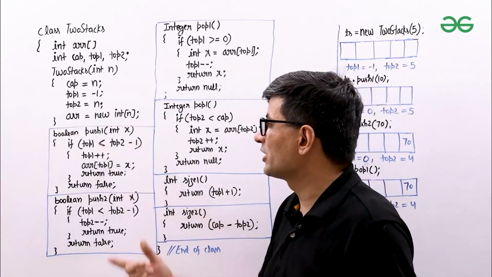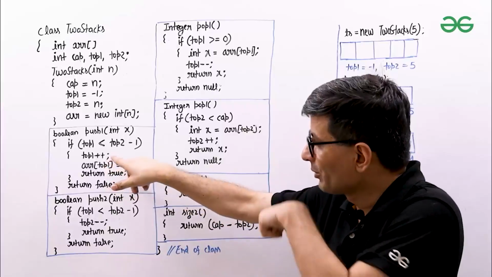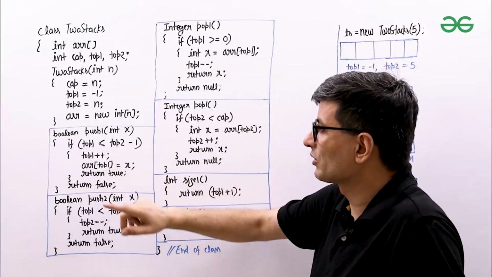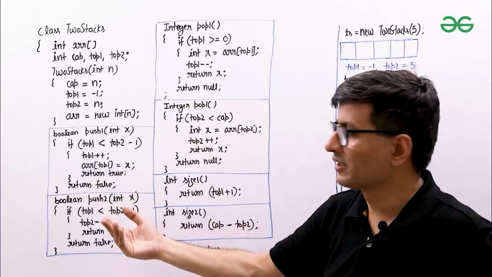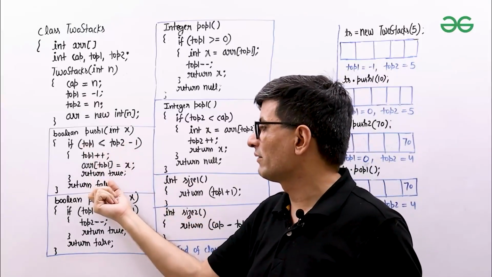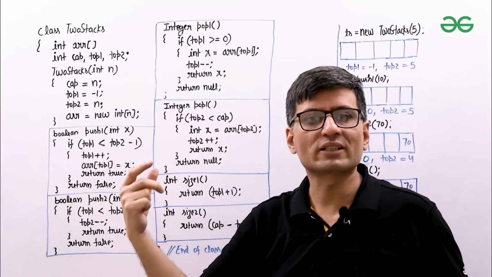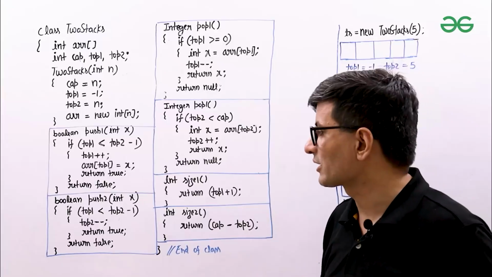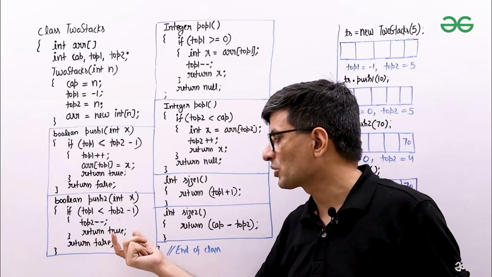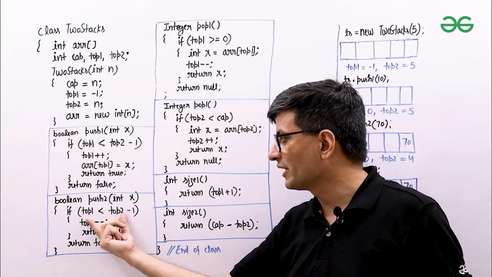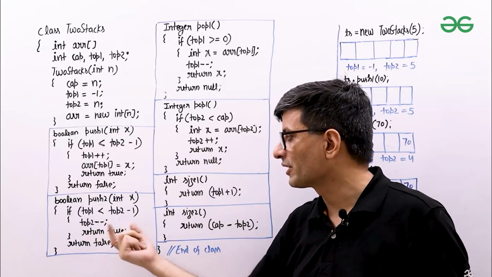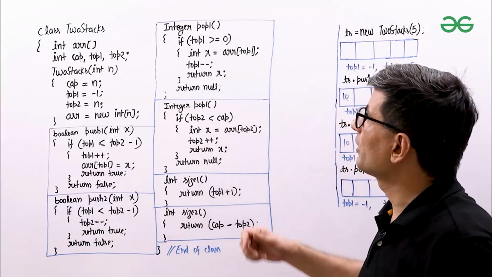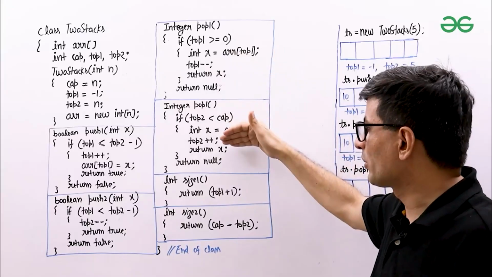We are checking for this condition and then the implementation is simple. We do top 1 plus plus, we add x at top 1, and we return true if there is a successful insertion. Right? If there is no slot available, then we return false to indicate that the push was unsuccessful. Same thing we do in push 2. If there is at least one slot available in the array, we do top 2 minus minus and we return true. Right? So similar operations are pop 1 and pop 2.